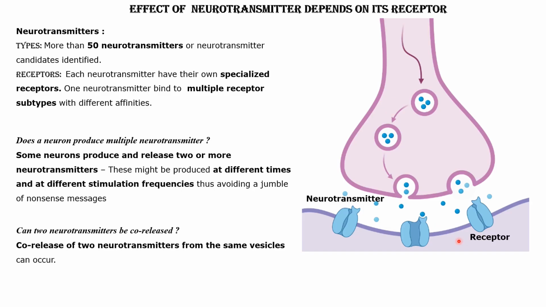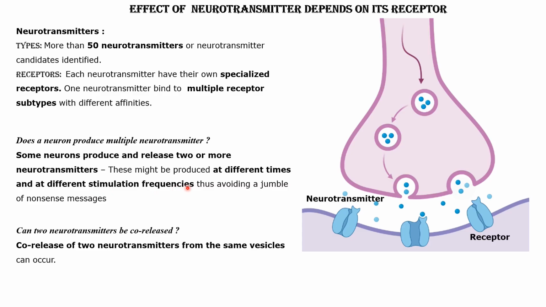Now, the next question is, does a particular neuron produce multiple kinds of neurotransmitters? Yes, some neurons are capable of producing or releasing more than one kind of neurotransmitter at different times, depending upon their stimulation frequency.